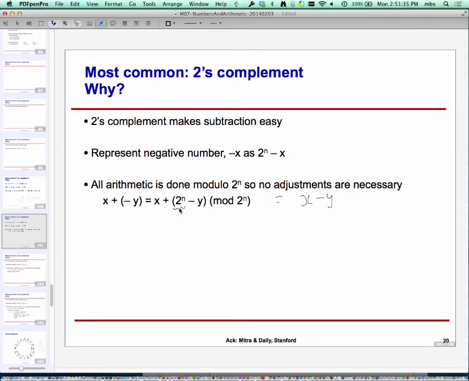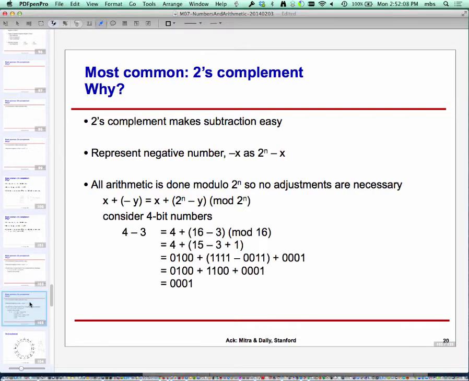So basically what it is saying is that if I add a positive number and a negative number in 2's complement, just my regular adder works. I don't need to do anything specific. I just take my regular n-bit adder, and that will still work because a negative number is represented as 2 to the power n minus the value of that number, and the 2 to the power n will disappear because of the way the adders work.